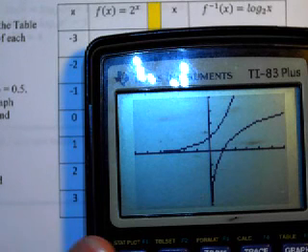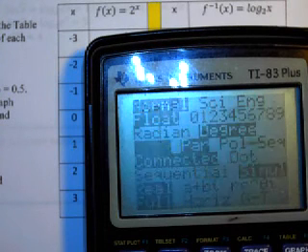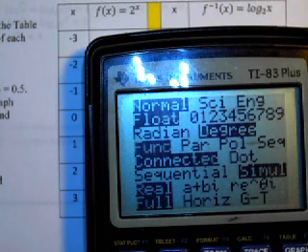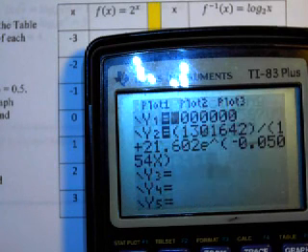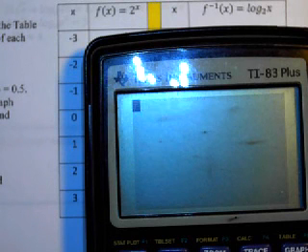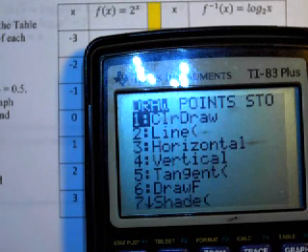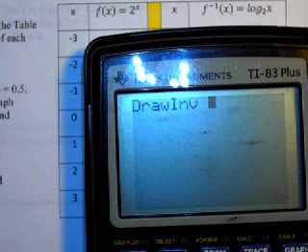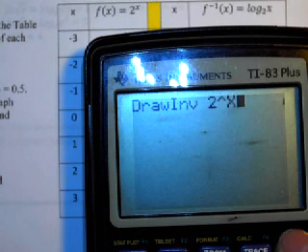Now, we're going to get out of parametric mode and back into function mode. Back into function mode, and then we'll take this back into sequential. And at y equals, we're going to put 2 to the x power. You cannot put the inverse of log in here because that would be log base 2 of x. So what you have to do is do a second draw, and we'll do draw inverse, and we'll put 2 to the x in there, and then graph.